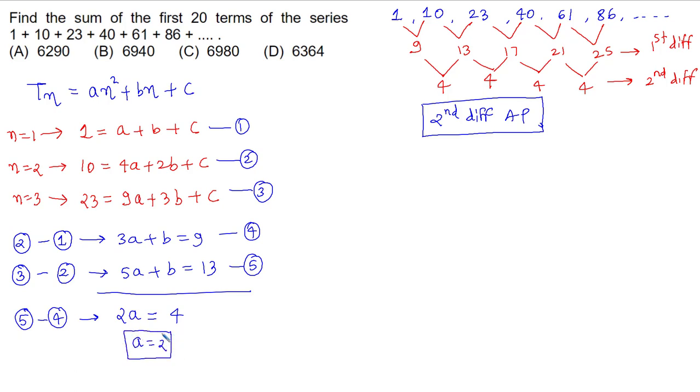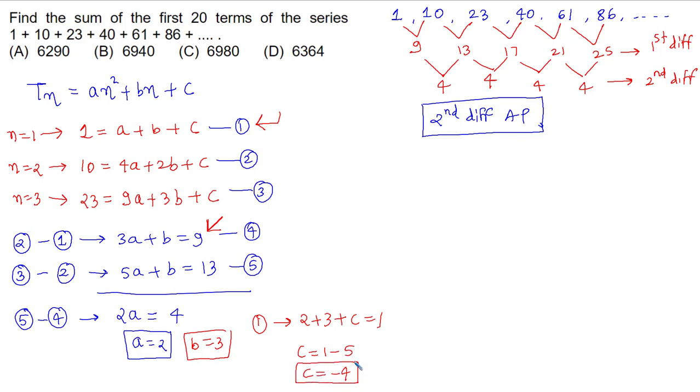Now let's put a is equal to 2 in any one of these two equations. I will put it here. 2 3s are 6, 6 plus b is equal to 9, so we will get b is equal to 3. Now in equation 1, let's put a is equal to 2, b is equal to 3, plus c is equal to how much? 1. So we will get c is equal to 1 minus 5, that is c is equal to minus 4.